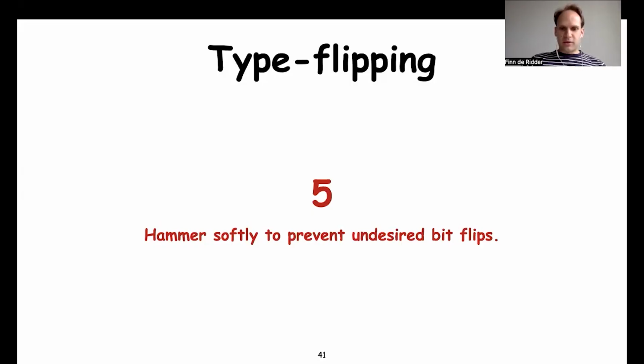Now, to do that, there are several techniques, and we also wrote a paper about this. It's called SoftHammer, and the idea is to hammer softly on the bit flips that you don't want. So we hammer softly to prevent undesired bit flips and just trigger the bit flips that we are interested in, namely the exploitable bit flips.